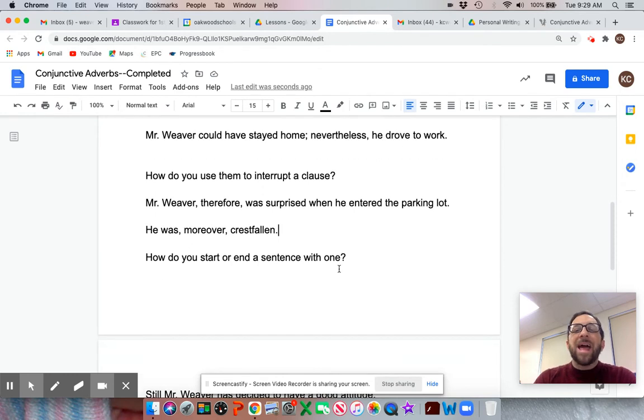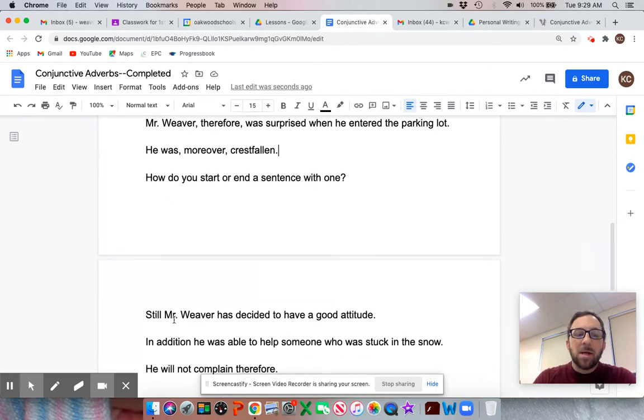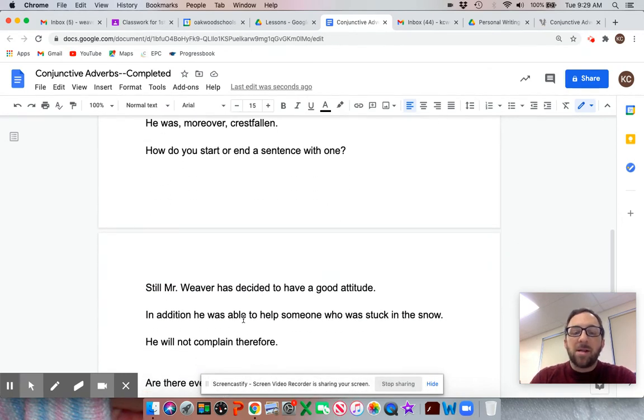Now, what if I want to end a sentence with a conjunctive adverb? Or I want to begin or start a sentence with a conjunctive adverb. Can you do that? Of course you can. Check out these examples. Still, Mr. Weaver has decided to have a good attitude. At least I'm really trying really hard to have a good attitude about this. The fact that I'm here and I don't have to be, but that's okay. Still is your conjunctive adverb, and you're going to put a comma after it. There it is. Now it's punctuated correctly.